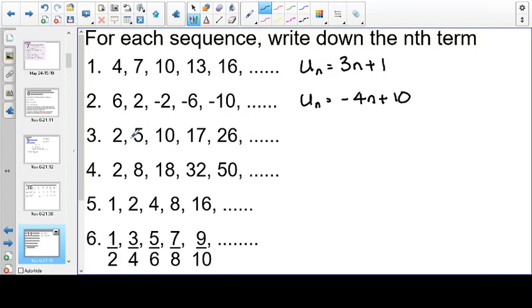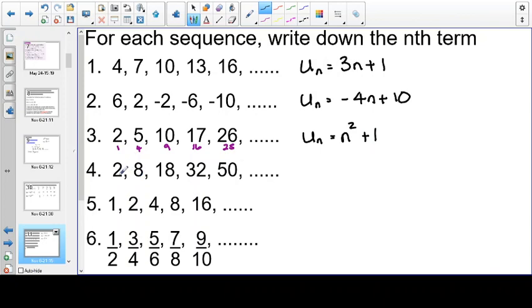This one is going up by 3, then by 5, then by 7. So that's related to the square numbers. Now, what you could do once you've figured that out is just write down the square numbers underneath, and you should notice that they are all 1 more than the square numbers. So that's going to be n squared plus 1.